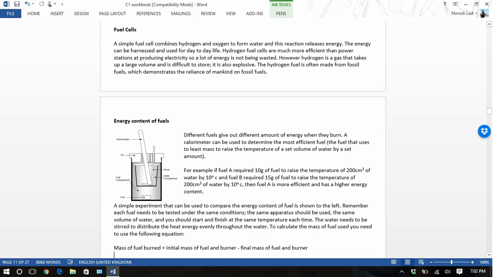So there's also the option of fuel cells. Fuel cells are simple. They take hydrogen and oxygen and form water from it, and that releases energy. And that can be used for everyday life. Hydrogen fuel cells are more efficient than power stations at producing electricity, so a lot of energy is not being wasted. However, hydrogen is a gas that takes up a large volume, it's difficult to store, and it's also explosive. Hydrogen fuel is often made from fossil fuels, which again demonstrates this reliance on fossil fuels that we have.